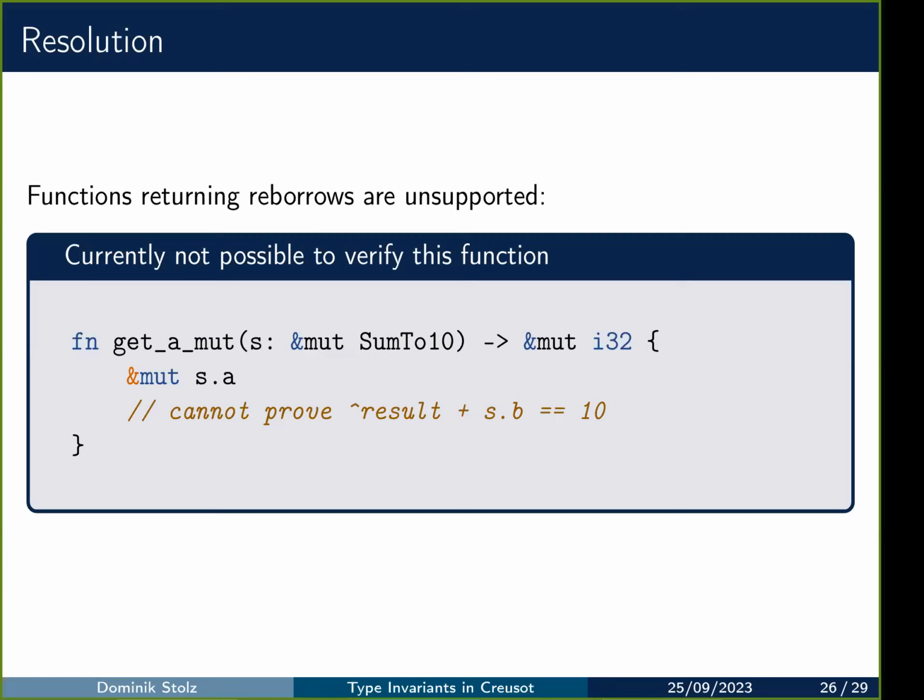And this also makes sense because we don't know what the caller might do with the returned reference. And so we cannot be sure at this point that the invariant will actually hold for the final value of S.